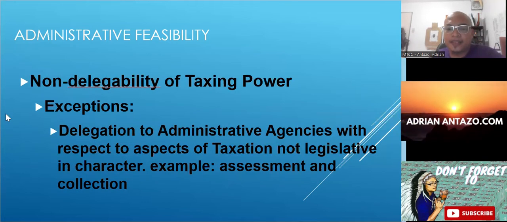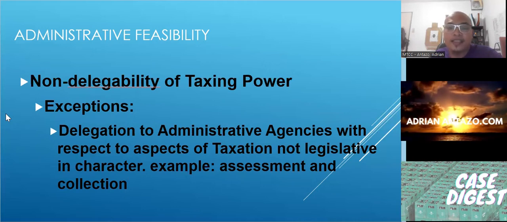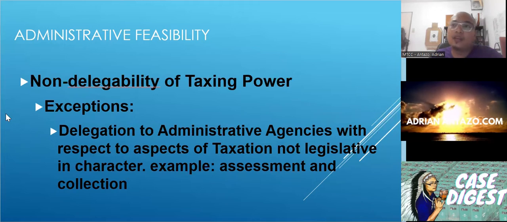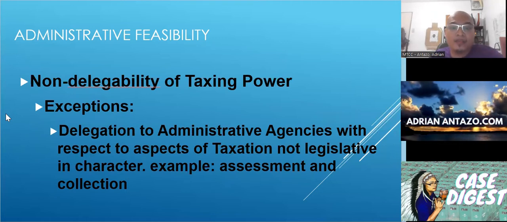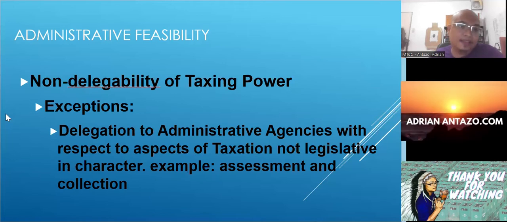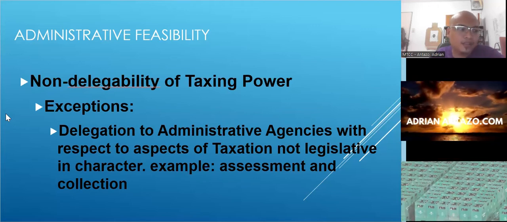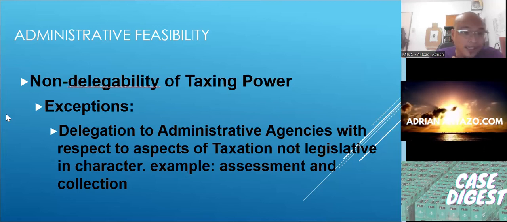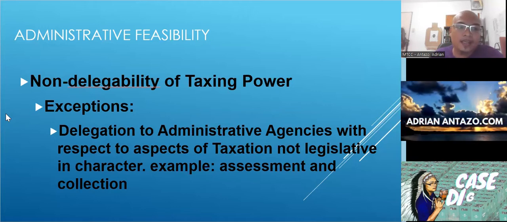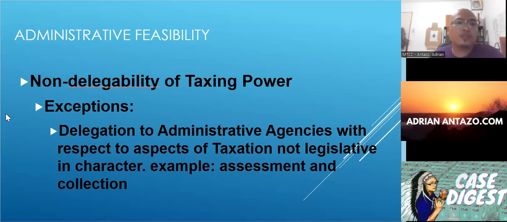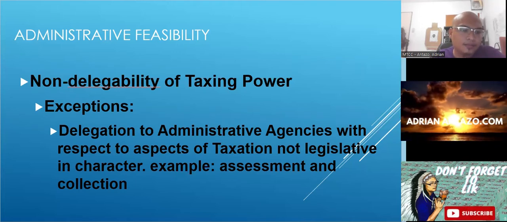Another exception is delegation to administrative agency with respect to aspect of taxation non-legislative in character. Example, assessment and collection. So, an example of that is the BIR has a delegated power, okay, to assess taxation and to collect those taxes. Hindi na kailangan yung Congress ang magko-kolekta ng taxes. Hindi pag kinolekta ng Congress yung mga taxes natin, napunta na sa kung saan-saan yun, right? So the BIR is delegated to collect and assess our taxes. Okay? The BIR can also decide on how to pay those taxes or how to collect those taxes. Right? It is already purely administrative.